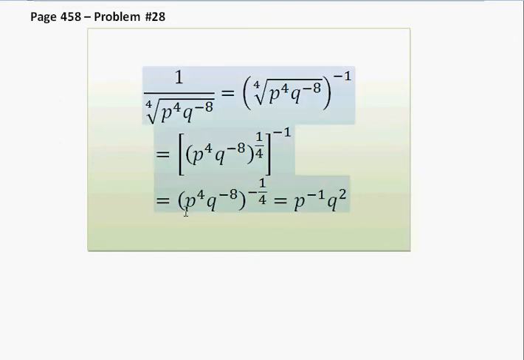Well, now you raise each one of them to the negative 1/4. P to the 4th raised to the negative 1/4, you just multiply these exponents, remember, so you get negative 4 over 4, which becomes negative 1 here. And q to the negative 8, you're going to multiply the negative 8 by the negative 1/4, giving you a positive 8 over 4, which is positive 2. So your final answer is right over here.